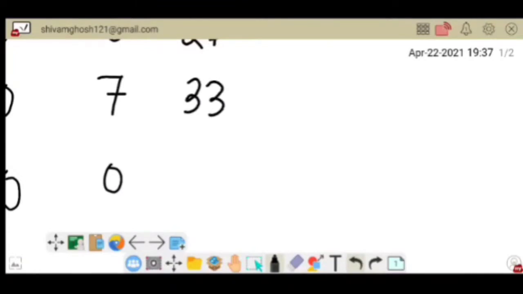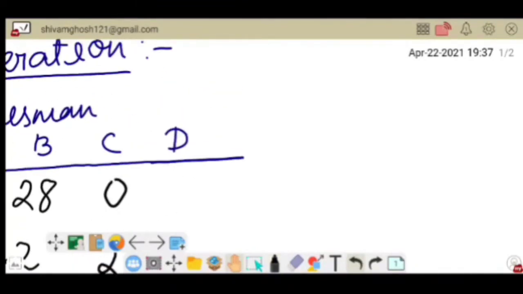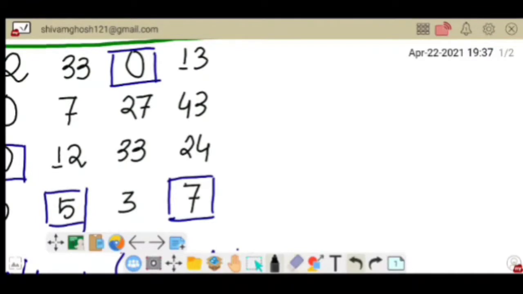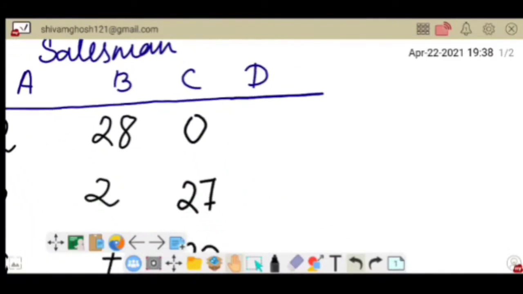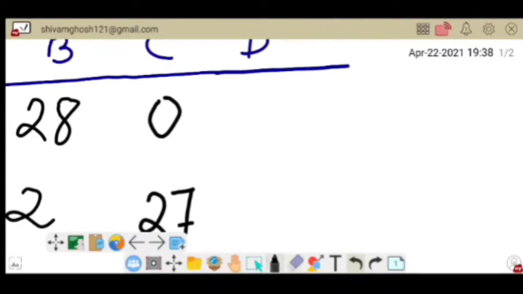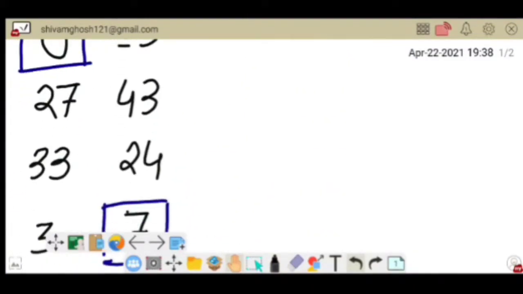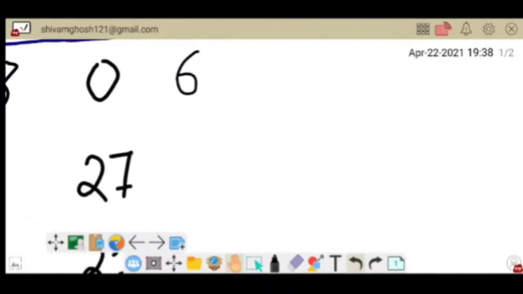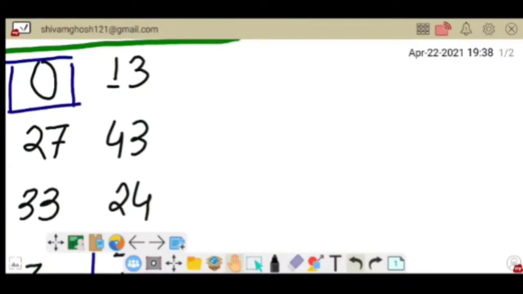And in the last column the minimum element is 7, so we have to deduct 7 from 13. 13 minus 7, so the answer will be 6. The next one is 43, so from 43 we deduct 7, and the answer will be 36.